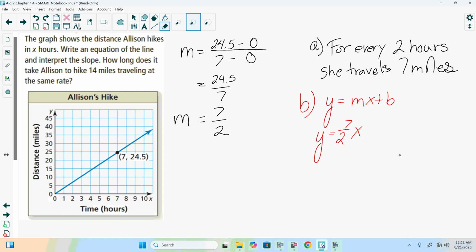Last thing it asks for is what? How long does it take her to travel 14 miles traveling at the same rate? Do we really need to calculate this one? Because what did interpreting the slope tell us? For every 2 hours she travels 7 miles. So if we double it, 4 hours would be 14 miles. So how long does it take? 4 hours. Did we actually have to calculate anything? No.